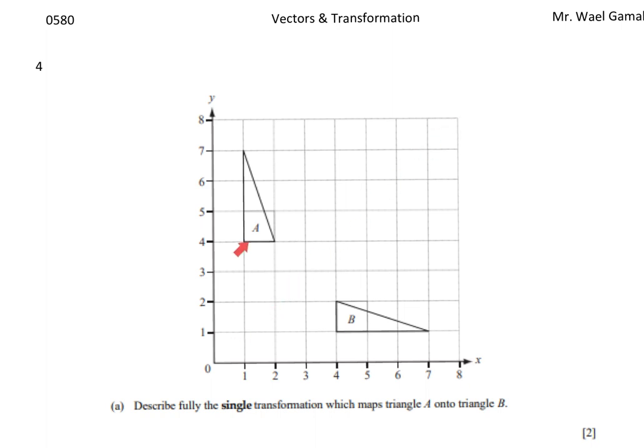Look at the coordinates. For this point, 1 and 4, its image is 4 and 1. This point, 1, 7, its image is 7 and 1. So we switch the coordinates. So this is a reflection on the line y equals x, because we switch the coordinates. You don't need to draw it, but just to explain. Yes, sir.